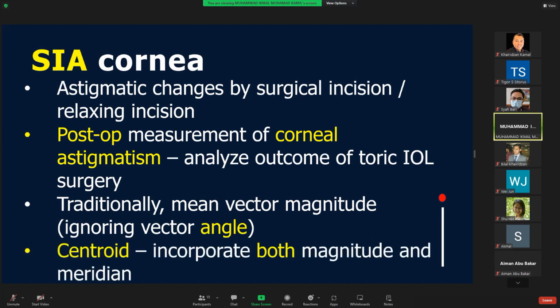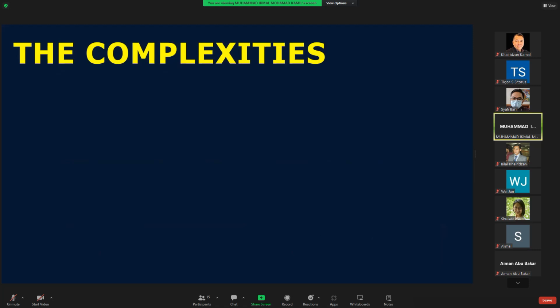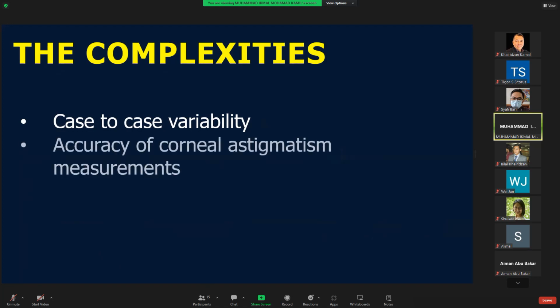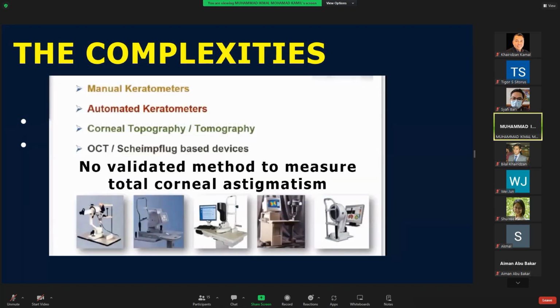So what this paper proposed is we use the centroid analysis, which incorporates both magnitude as well as the meridian. As we know, there is magnitude and meridian, so the centroid analyzes both. But this SIA cornea is very complex because there is case-to-case variability, as we know. The biomechanical property of the cornea is different from person to person. Each cornea also has different biomechanical properties. So that's the complexity.